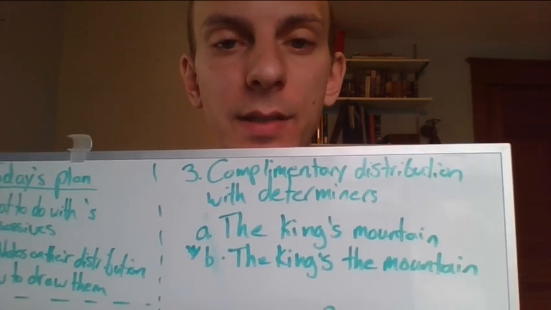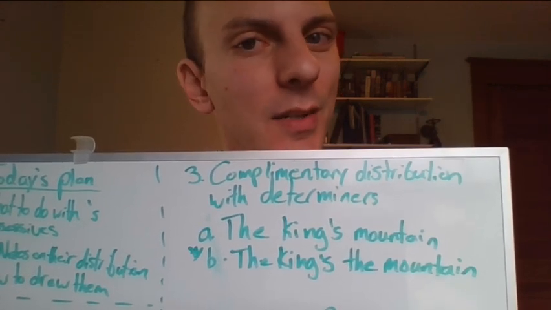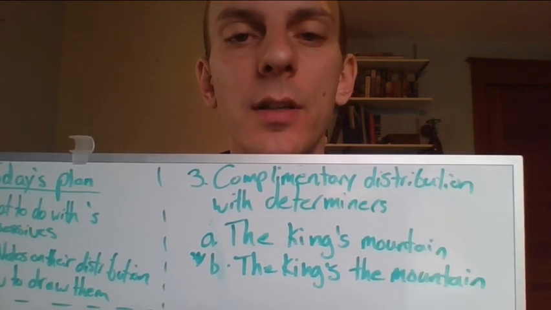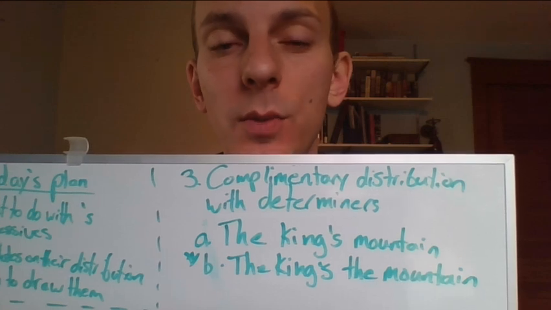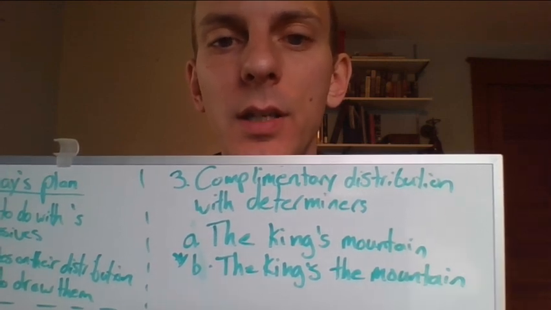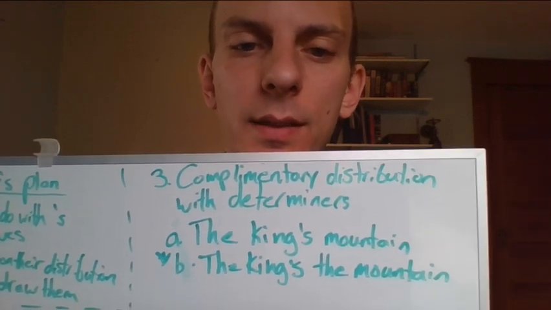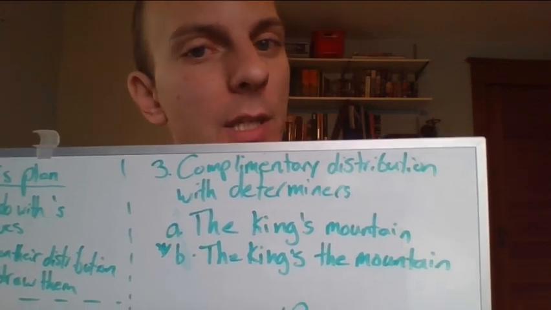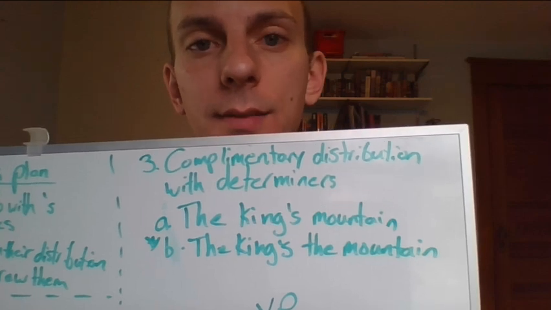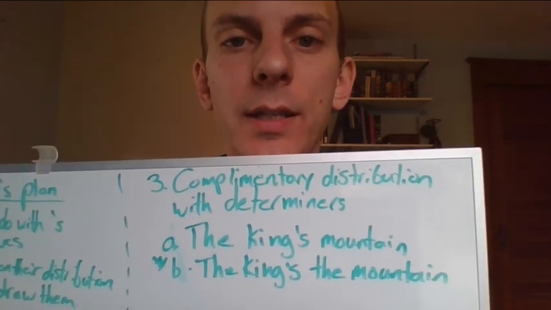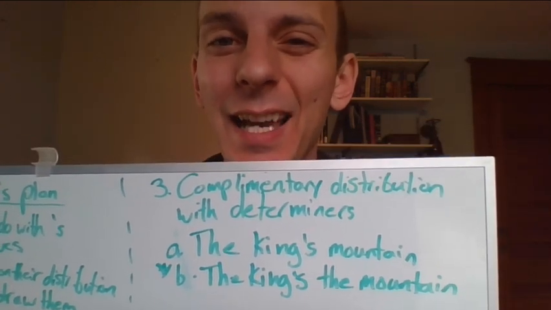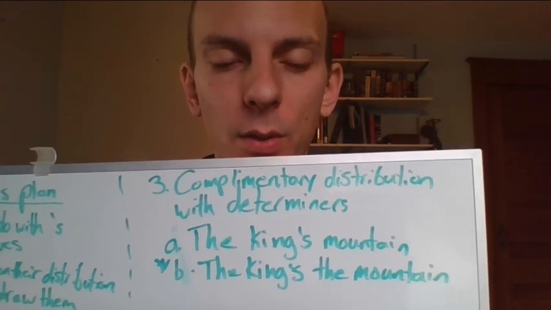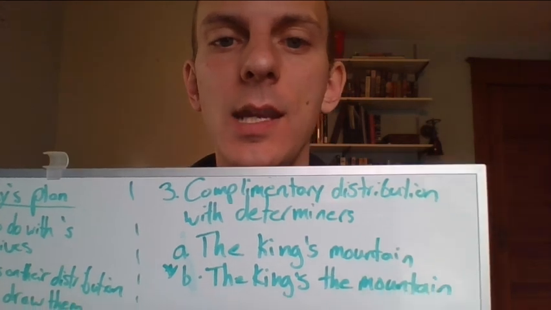If you've taken 370, at least if you've taken it from me, we've talked a lot about complementary distribution in other realms of language, like phonology in particular. If you haven't, that's okay. What this means is that you can choose one. You can either get an apostrophe S or you can get a determiner, but you cannot have both. They never appear at the same time.